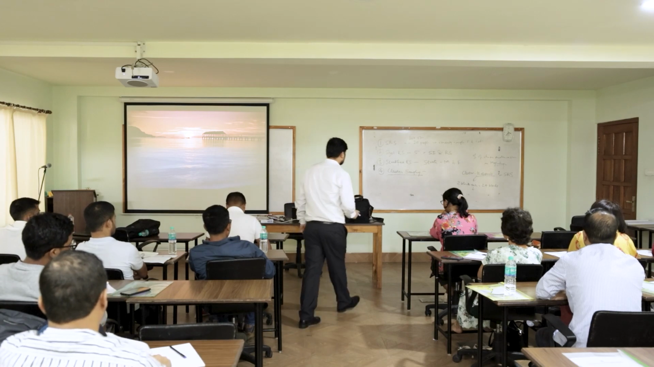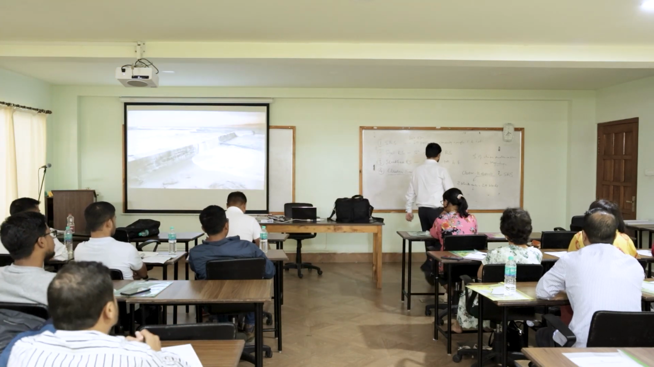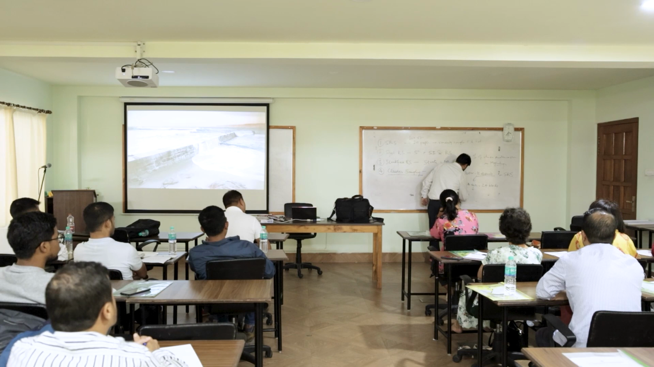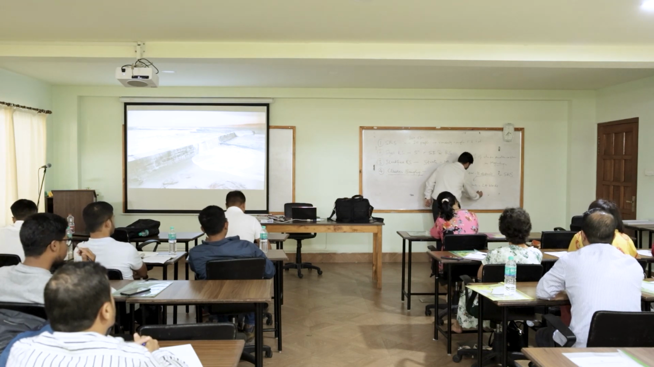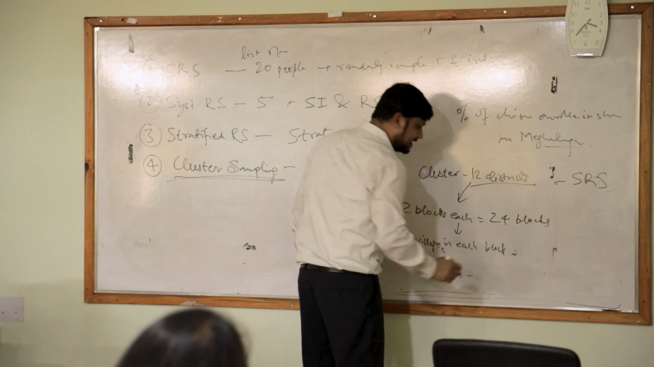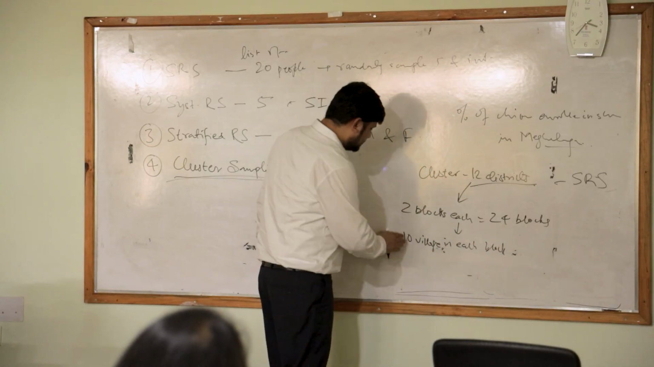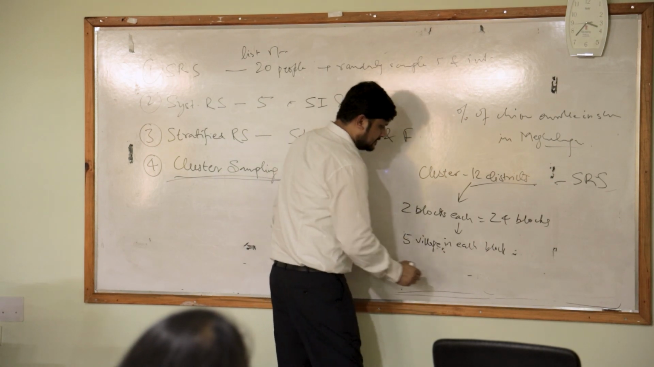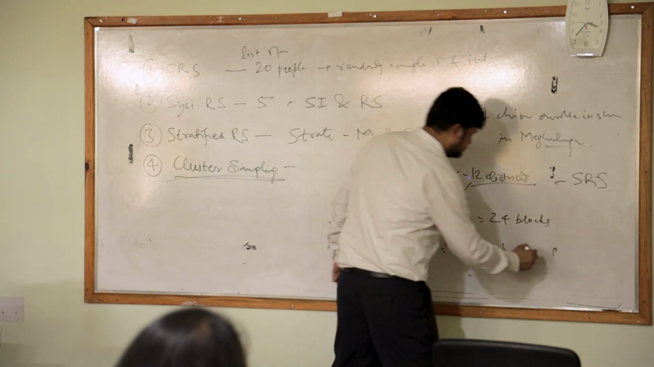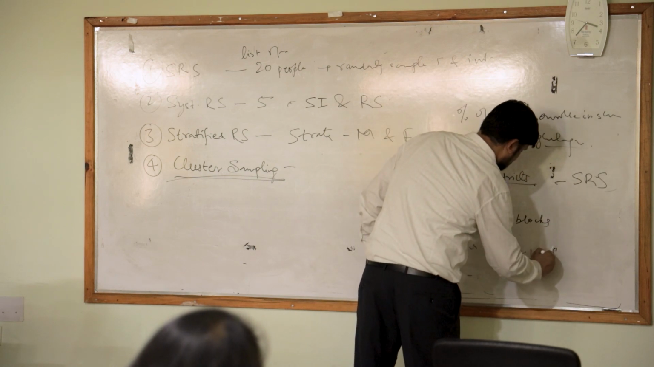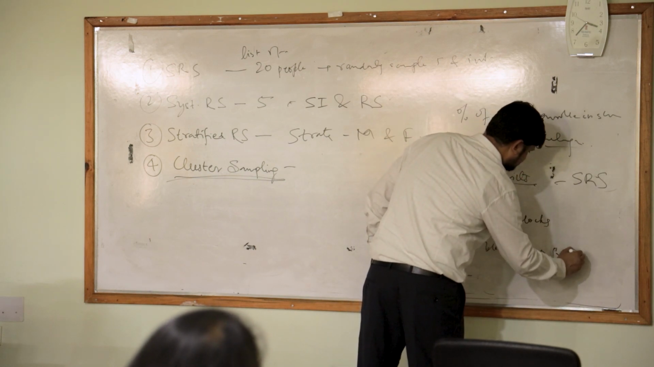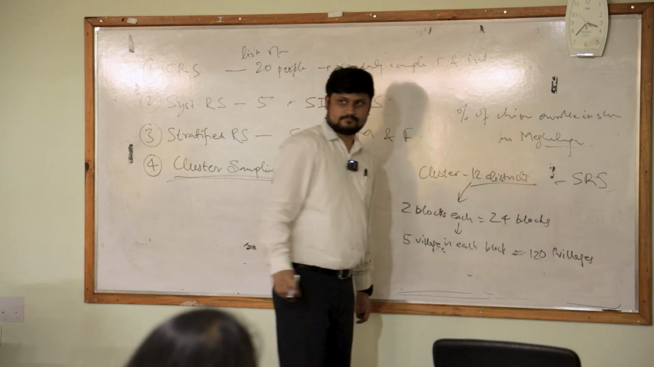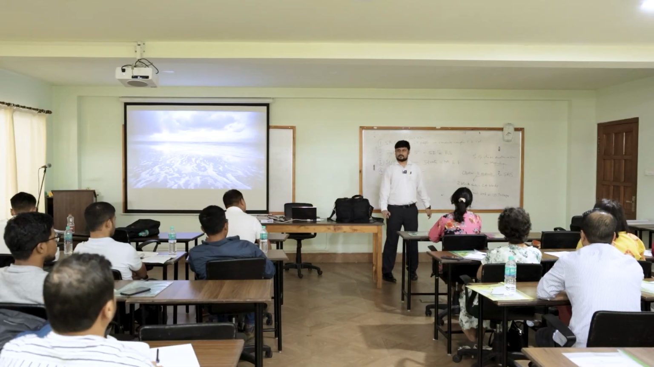Why spend so many resources? Right? We can go to, say, 10 villages in each block. That is also a lot. Let's go to only 5 villages. Okay. 5 villages, so that would mean 120 villages. Right? Got it?